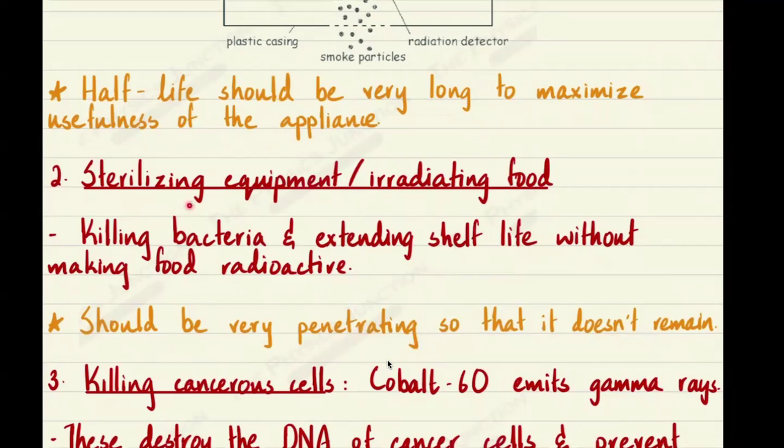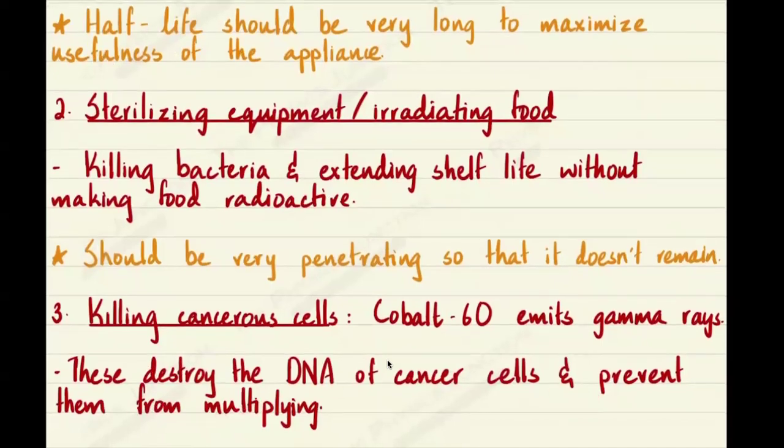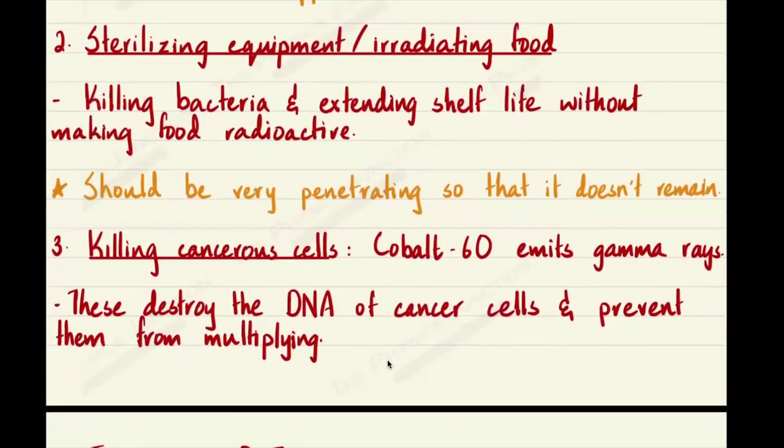And a similar idea is also used for sterilizing equipment. Also killing cancerous cells. We've done this in the EM spec videos as well. So cobalt-60, just like americium-241 was an alpha emitter, cobalt-60 is a gamma emitter. So these destroy the DNA of cancer cells and prevent them from multiplying and spreading.